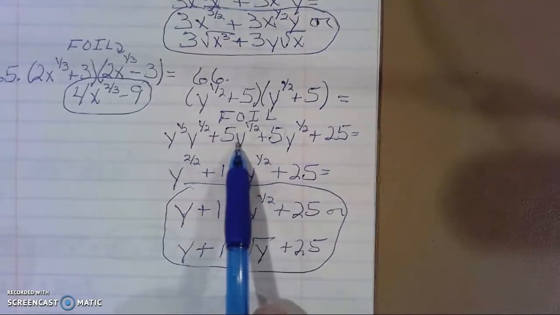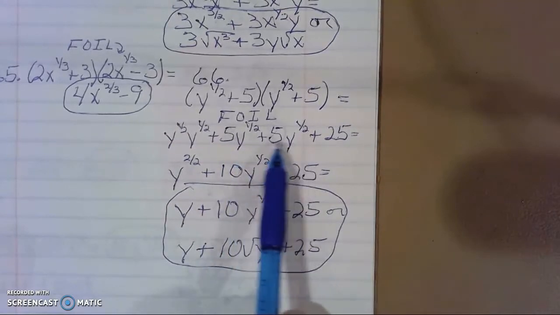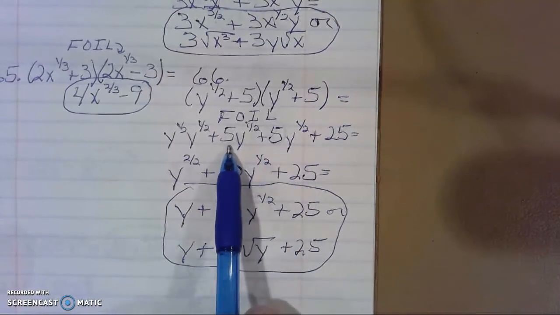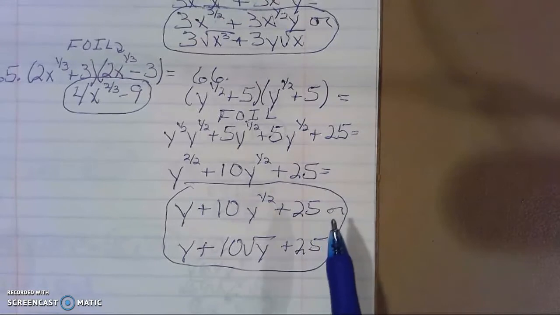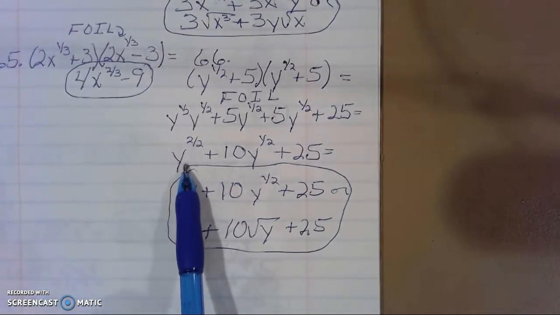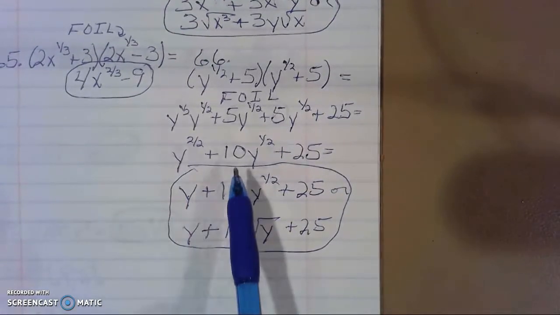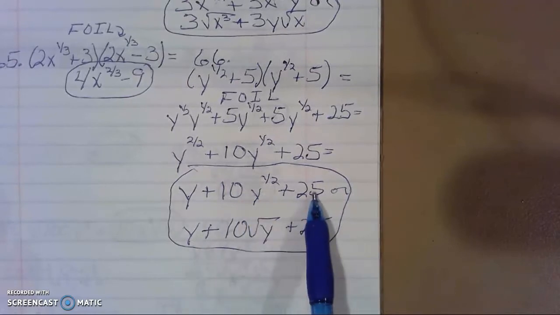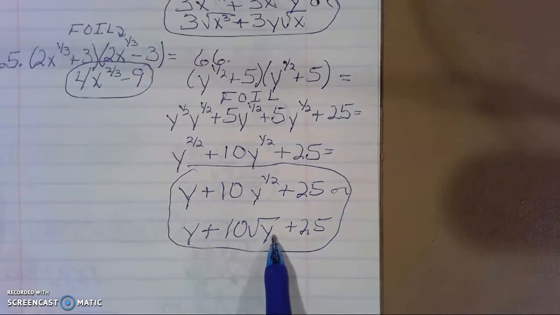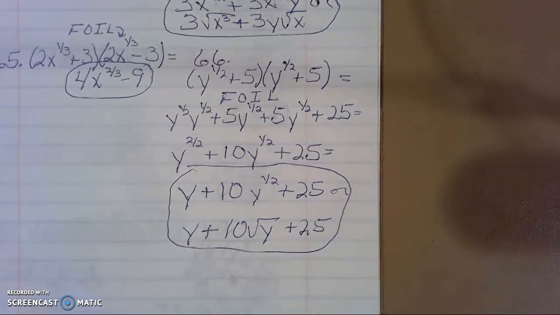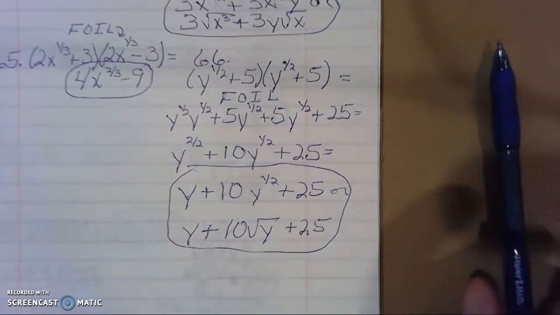Add the two terms in the middle, because both of them have the same variable, y to the 1/2. So 5 plus 5 is 10, y to the 1/2 plus 25. Then y to the 2/2 becomes y, 10y to the 1/2 plus 25. Or writing this middle one as a radical. Okay, that concludes the first section of this assignment.